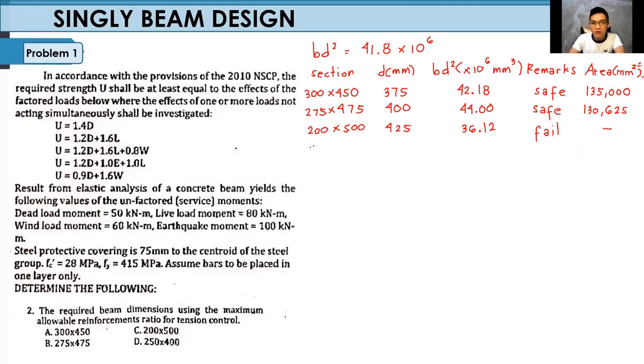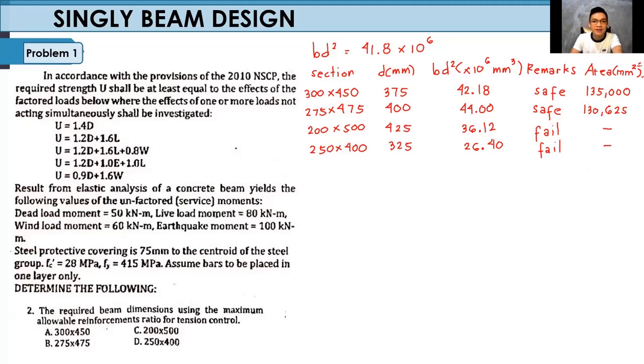And then, lastly is 250 by 400. So therefore, yung depth natin is 325. Yung ating BD squared is 26.40. So clearly, mas maliit siya sa BD squared. So this is marked as failed. No? So we don't need to solve for this area.